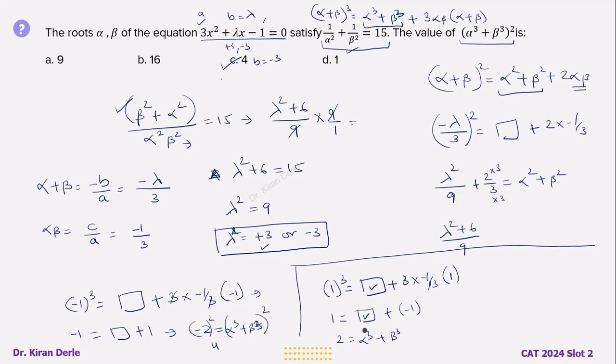Or we want value of the square of this bracket, right? We want value of square of this side. So square of this side, still we are going to get the answer as 4. I hope you understood. Right? Pretty much clear. Okay, great.